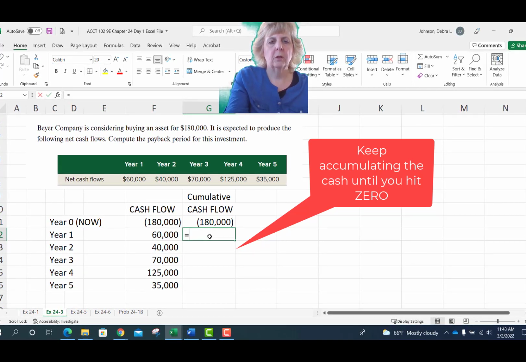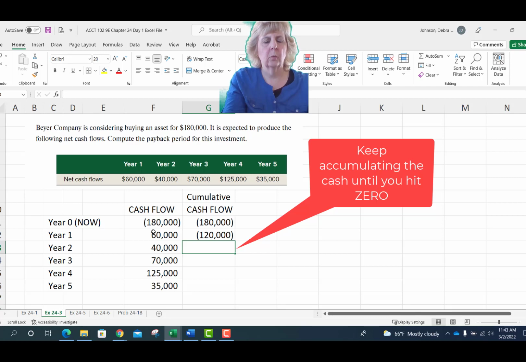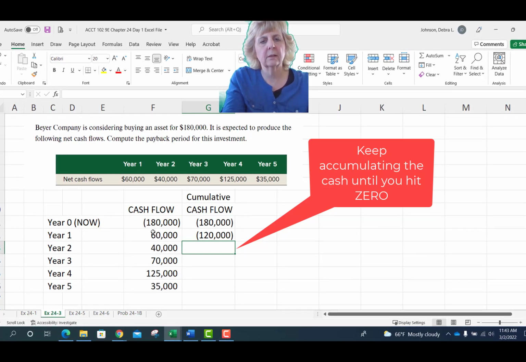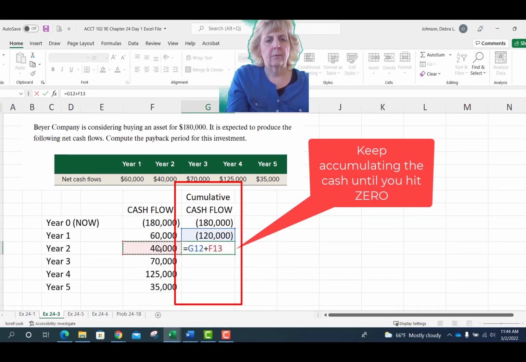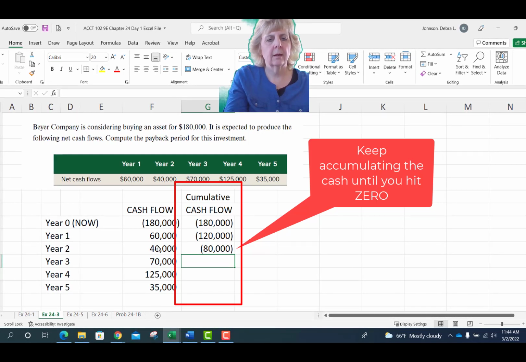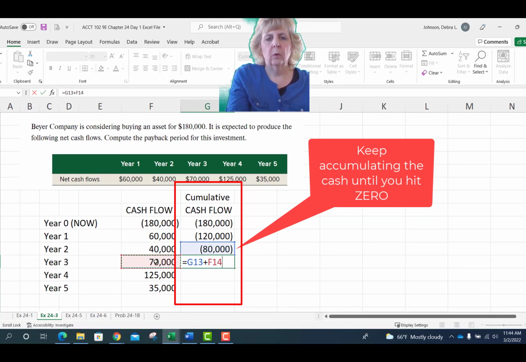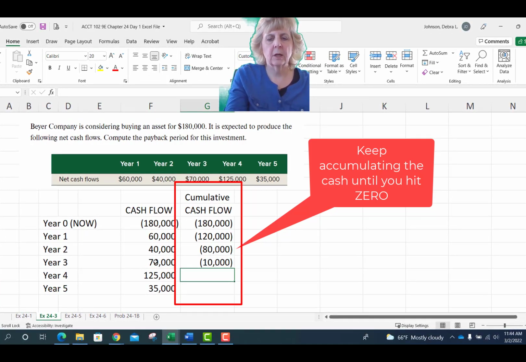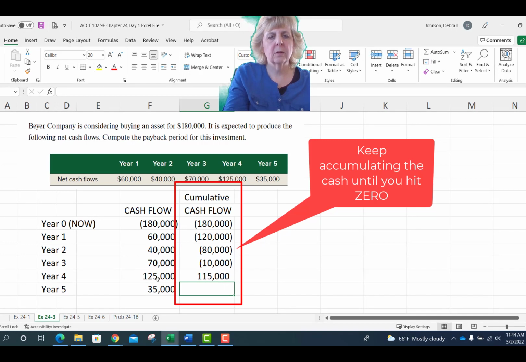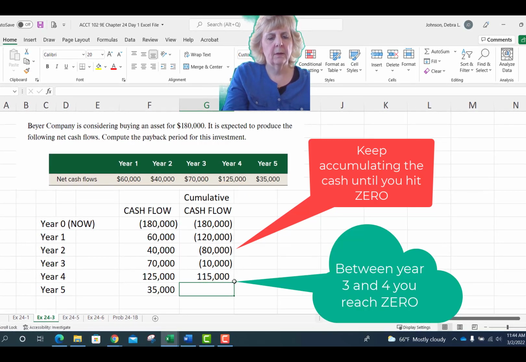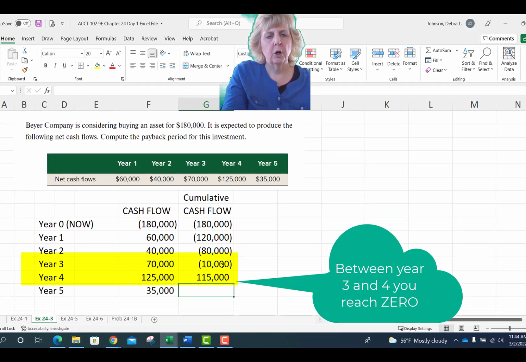In future years, all you're going to do is take the previous cash flow and add that to the year 1 and continuously update the last column. And I'm not at 0 yet, so I'll keep going. When I add 40,000 back to that, now I'm at minus 80. I'm not at 0, so I keep going. Minus 80 plus 70 will get me to a minus 10. And I'm still not at 0, so I keep going. Minus 10 plus 125,000. You can see now I'm above 0. So the payback happens someplace between year 3 and year 4.